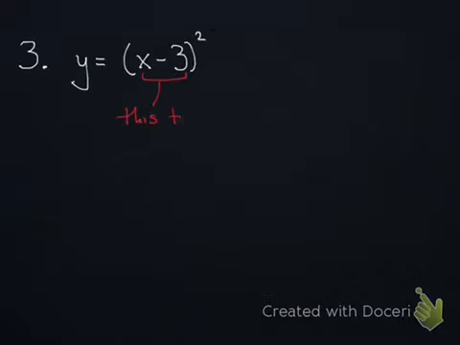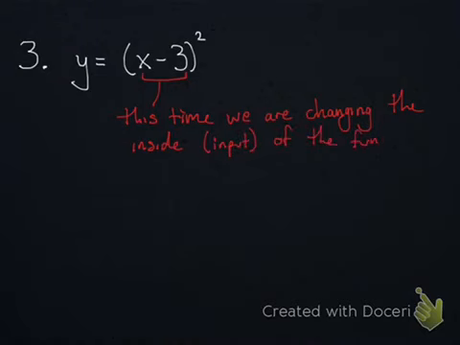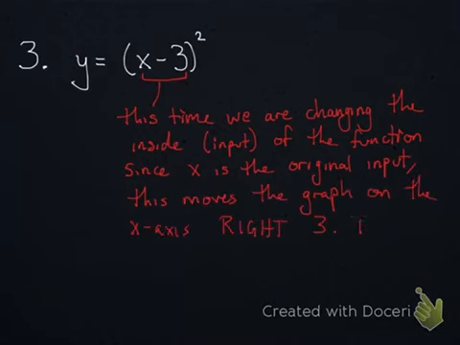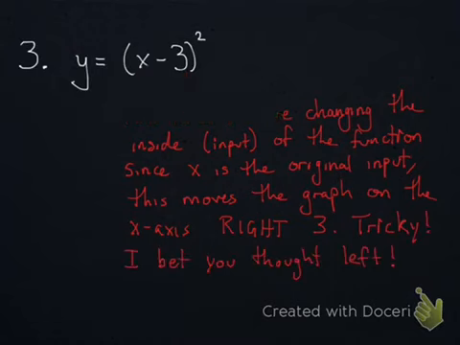Number 3 is a little more complicated because you're actually changing the input this time. And the input is x, so it's going to move it along the x-axis. And this one actually moves the graph 3 units to the right. Most people think 3 units to the left, so just be careful.